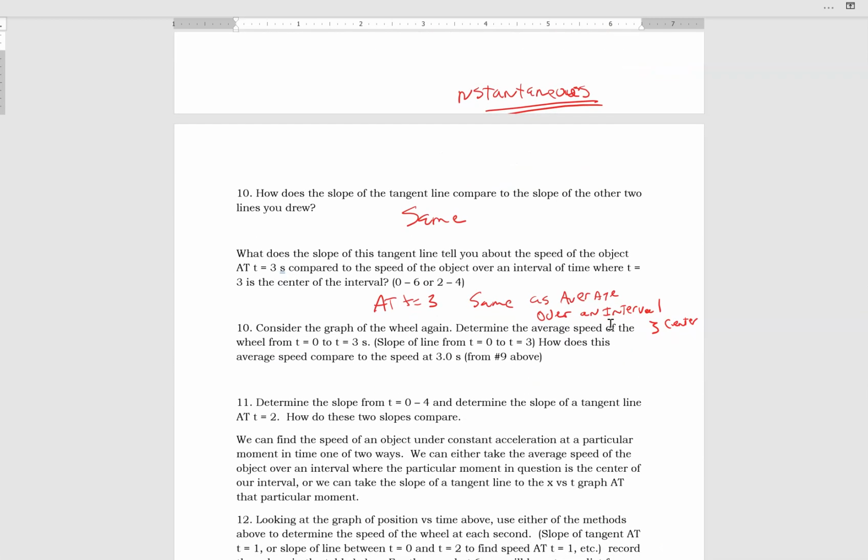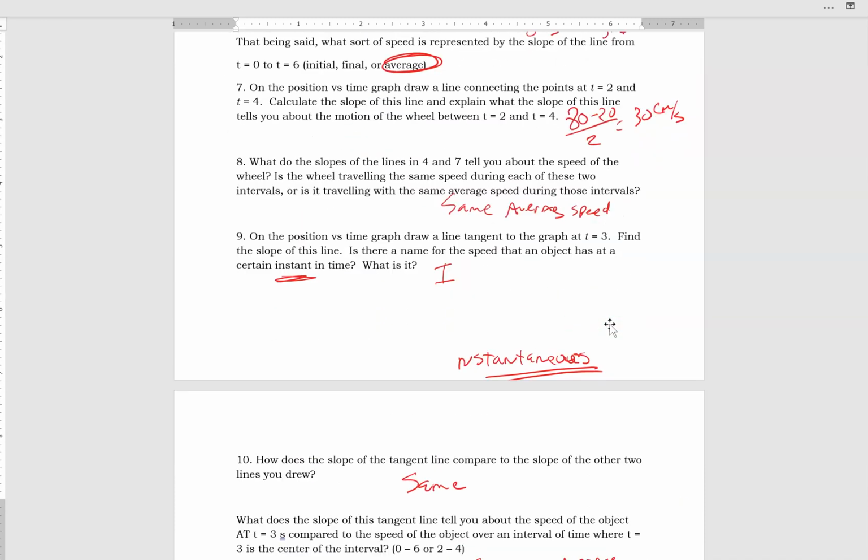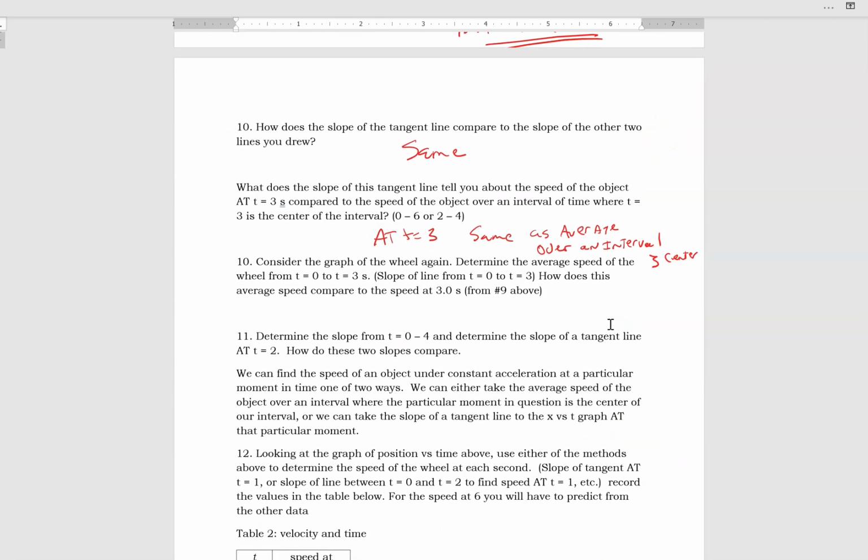Make sure I'm doing something right here. Slope from 0 to 4 should have been 20. Slope from 0 to 4 is 20. Tangent at 2 is 20. So those should be the same. 20 centimeters per second, 20 centimeters per second.